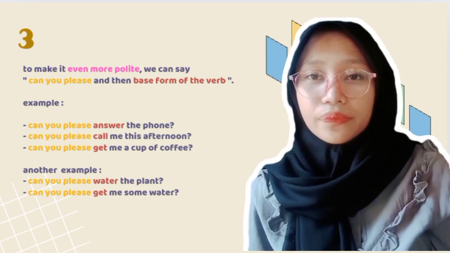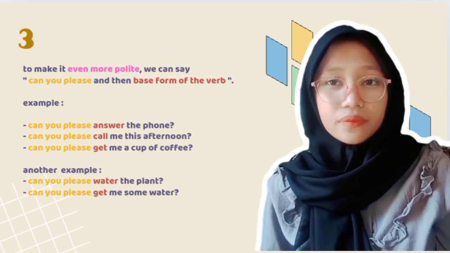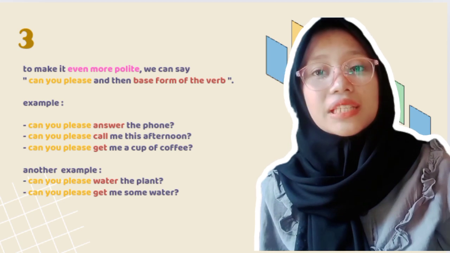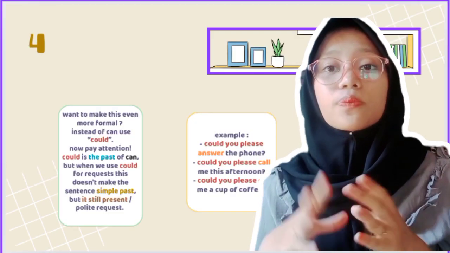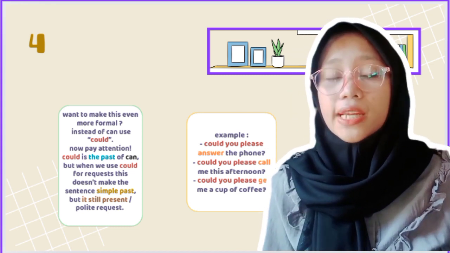To make it even more polite, we can say can you please and then the base form of the verb. For example, can you please answer the phone? Can you please call me this afternoon? Can you please give me a cup of coffee? Want to make this more formal? Instead of can, use could.